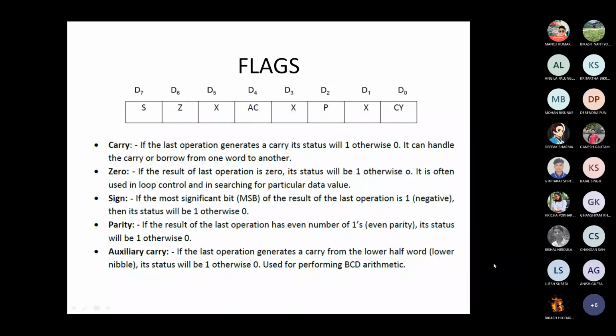So the result of the last operation is 0. Let us say due to a decrement process, due to a subtraction process, due to an addition process, or due to an AND OR process. Then it is a zero flag. It is raised when the result is 1.